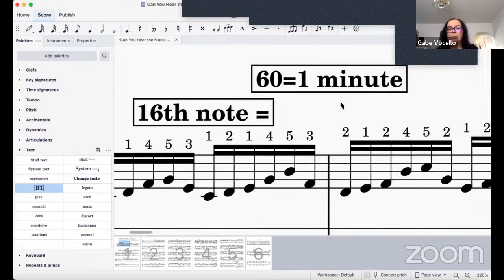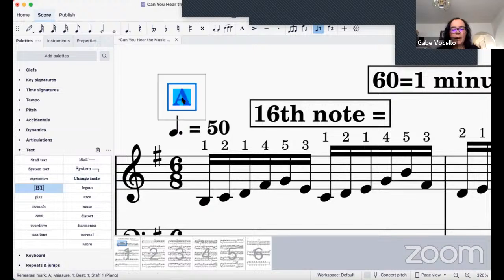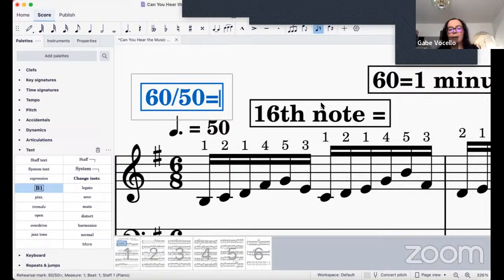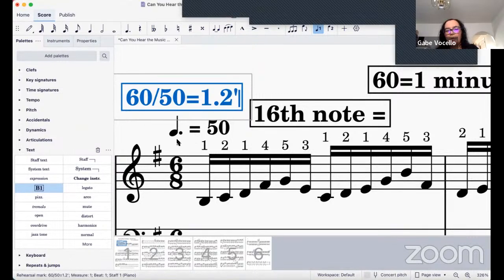So what you do, you put 60 divided by 50. How much is that? Who could answer? It's 1.2. 1.2 seconds, okay? So 1.2 seconds per dotted quarter note.